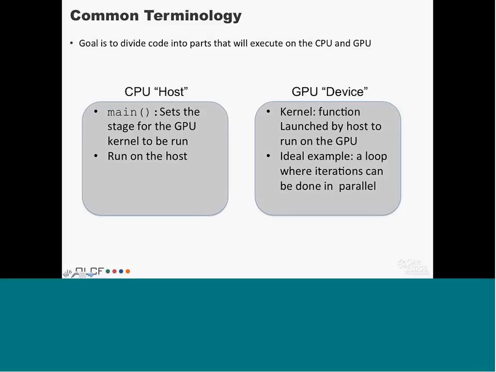Our goal in writing our code is to divide it into parts that will execute on the host and parts that will execute on the device. The host is the CPU, the device is the GPU. Our CPU code is what's in our main function, which runs on the host and sets the GPU up for our kernel to be launched. The kernel is the function we want to run on the GPU in parallel to compute our data. An ideal example is the for loop I showed you before, where all iterations can be done completely independently.